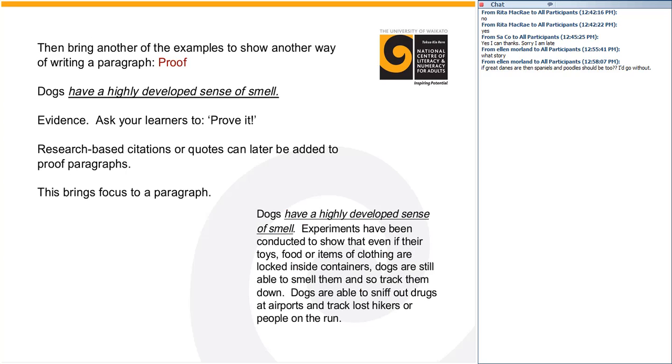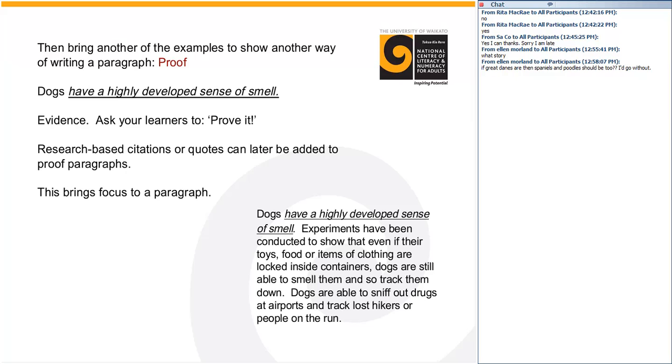Okay, I've seen some really good Animal Planet things on this. So, dogs have a highly developed sense of smell. Nice one to just say, prove it. Okay, so here's some proof. Experiments have been conducted to show that even if their toys, food, or items of clothing are locked inside containers, dogs are still able to smell them and so track them down. Dogs are able to sniff out drugs at airports and track lost hikers or people on the run. Okay, so there's a whole lot of proof that they have a highly developed sense of smell.